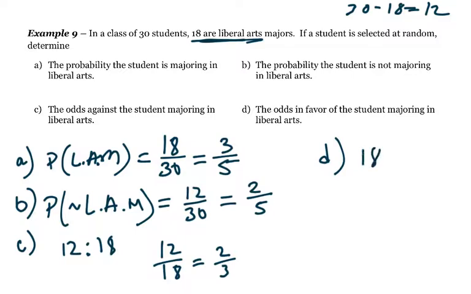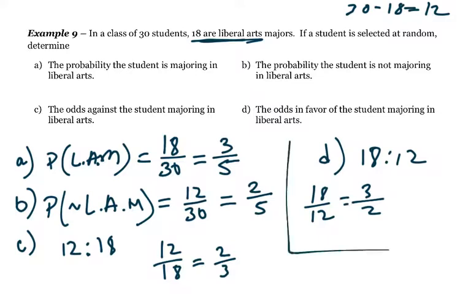So that's going to be 18 to 12, which would be 3/2, or 18/12, and then that simplifies down to 3/2. So make sure you're treating probability and odds differently, okay? Because the way we find them is different.